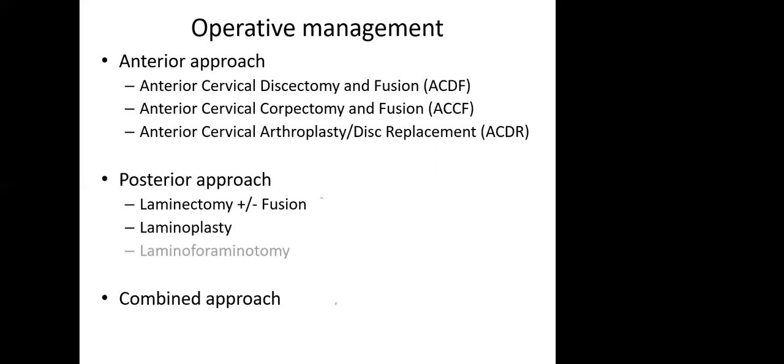The options of treatments could be anterior, posterior, or combined. Anterior approaches could be the anterior cervical discectomy or corpectomy with fusion, or anterior cervical arthroplasty, that's disc replacement, when motion is intended to be preserved at the segment. Posterior approaches could be laminectomy with or without fusion, laminoplasty, and laminoforaminotomy has also been described by some researchers. However, this is ideally fitted for those with a lateral disc herniation causing a foraminal stenosis and nerve root compression. Combined approach is commonly done for those that have combined anterior and posterior compressive pathologies.